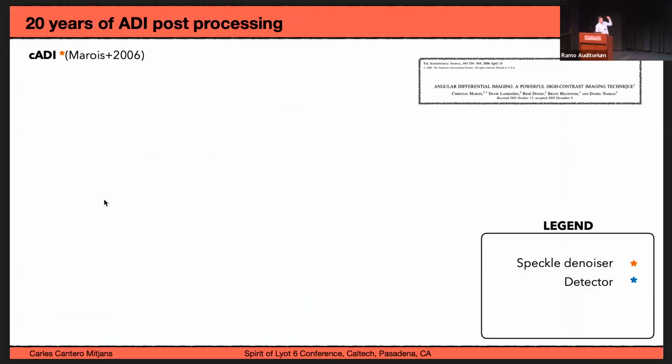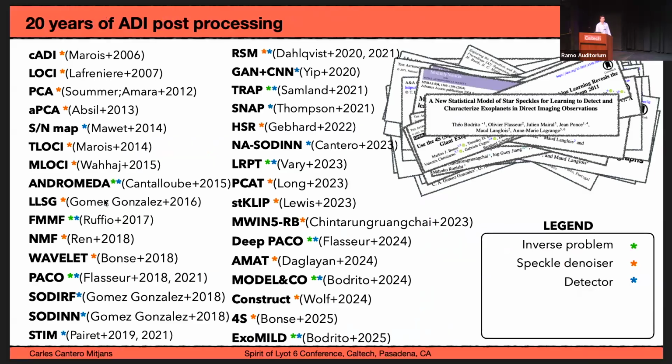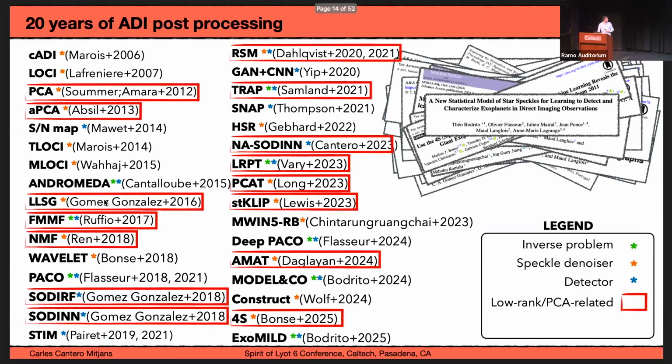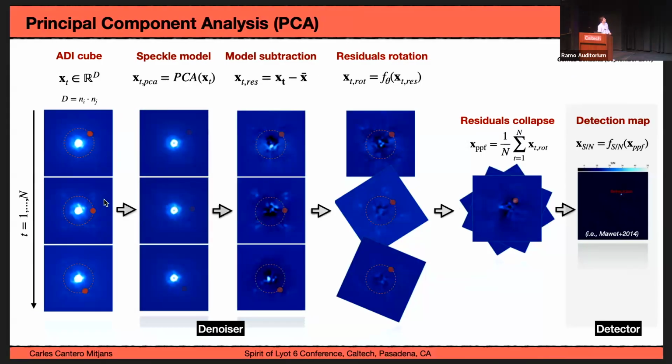In these 20 years we have made a lot of progress, of course. We have a huge number of ADI post-processing algorithms, but there is an interesting pattern here: most of them are low rank or PCA related somehow. This means that PCA was super nice all these years, and it's still the standard algorithm for high contrast imaging surveys. So if we come back to our detector and the noiser, what has changed is basically the noiser, how we model the speckle noise.